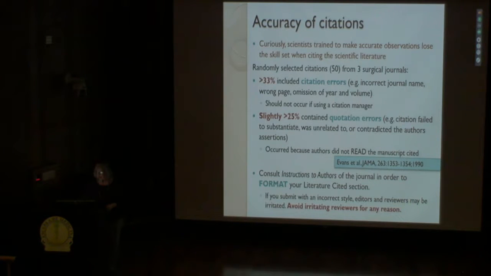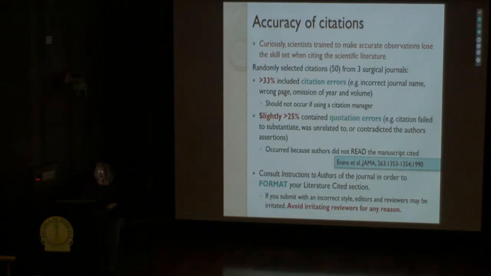Okay? This was a study in JAMA by Evans et al., where they looked at 50 randomly selected citations from 3 journals, and they found over 33% had citation errors. These were the incorrect journal name, wrong page, omission of year and volume. How is that person going to find that information if you don't have everything there? And usually if you're using a citation manager, it won't let it slip by.